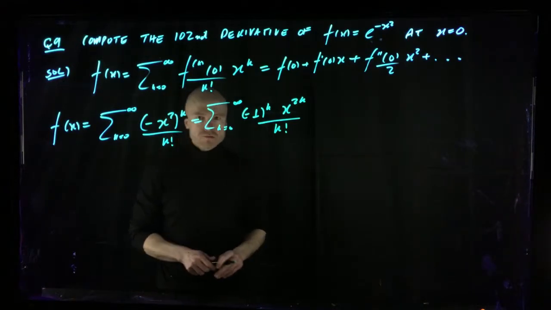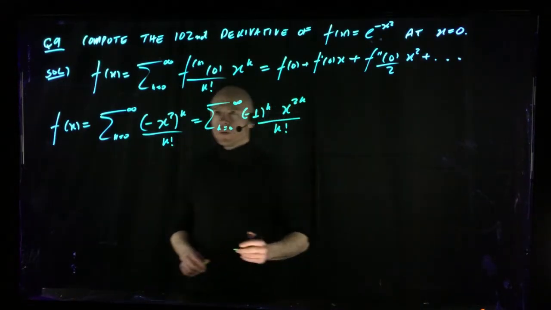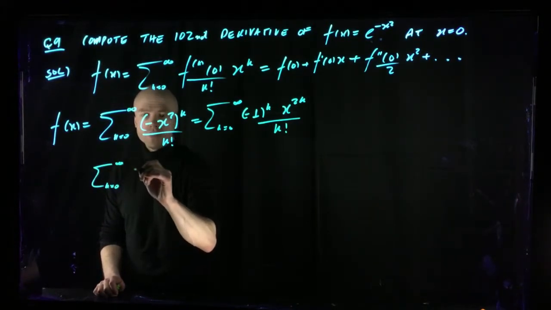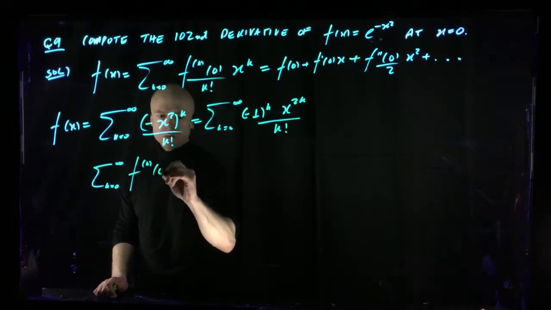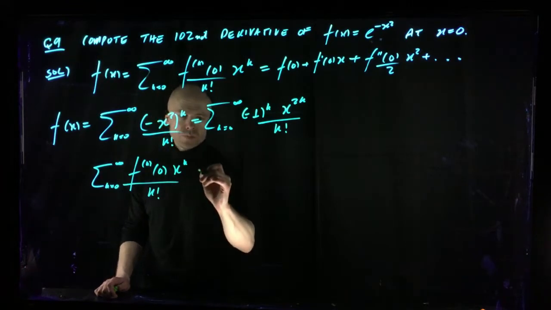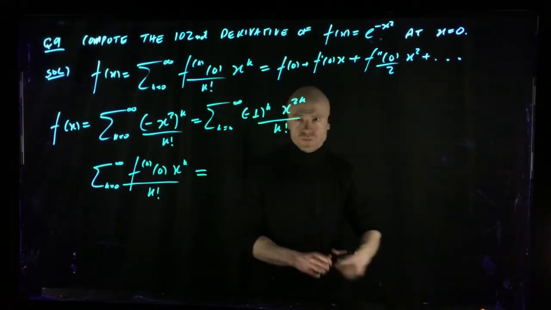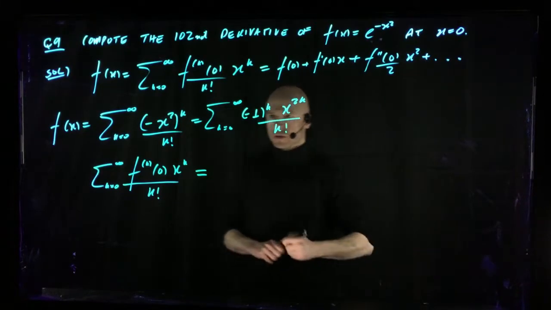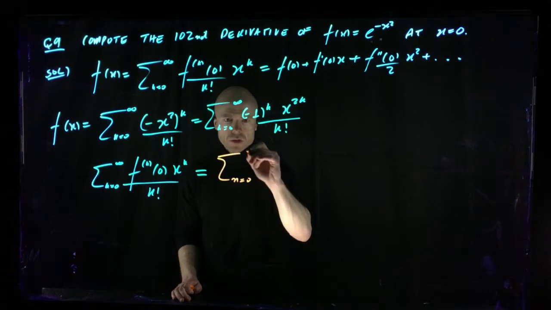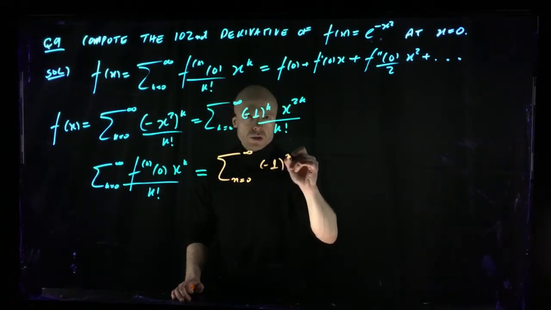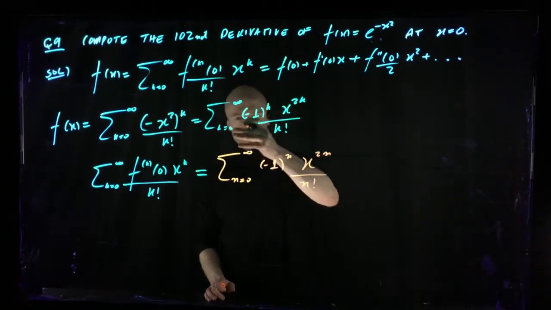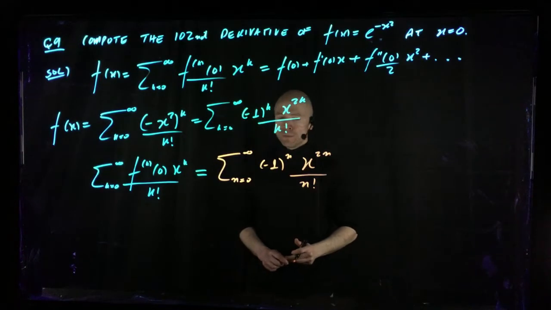Okay, so let's write that as a separate line. So we have that this thing, the sum from k equals 0 to infinity of f to the k of 0, x to the k over k factorial, is equal to, let's change color, this thing. And now we're not going to write k, we're going to use n. The sum n equals 0 to infinity of minus 1 to the n x to the 2n over n factorial, because whether you use k or n, it's exactly the same thing, right?